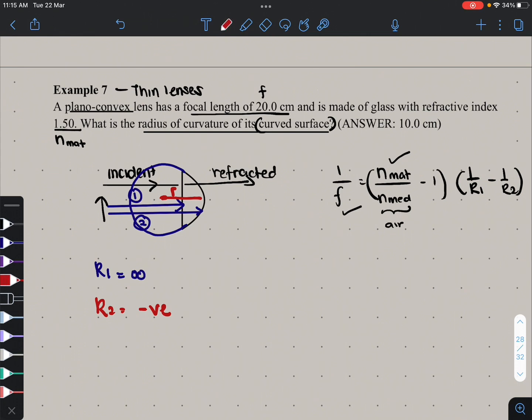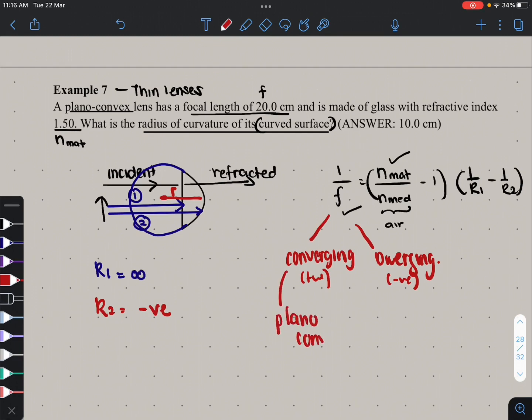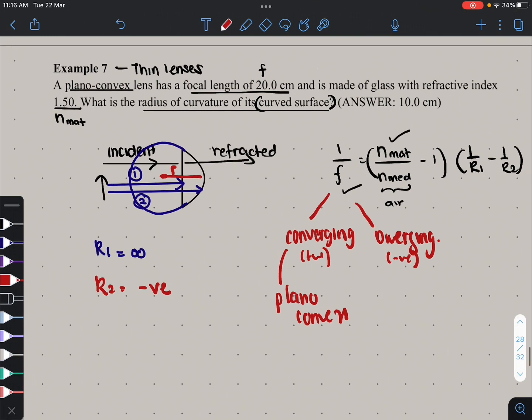Now to substitute 1 over f, f is given in the question as 20 cm. However, we have to identify whether our lens is converging or diverging. If it's converging, f is positive. If it's diverging, f is negative. Since the question gave us a plano-convex lens, which falls in the category of converging lenses, our focal length here is positive.